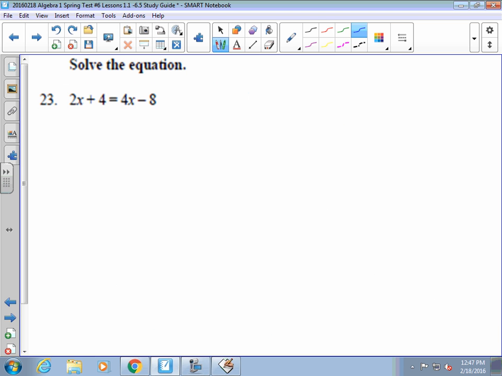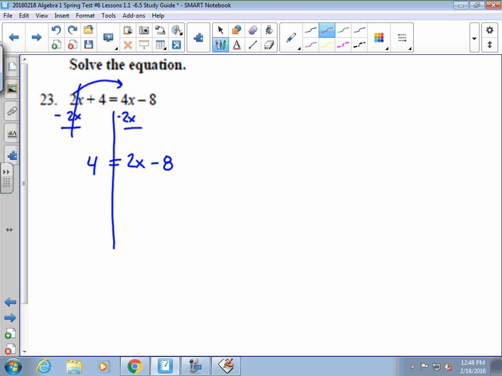Number 23 says solve the equation. Variables are on both sides. You want to bring your smaller variable over to your larger one if they're equal. So 2x would like to go over to the larger 4x side. It's positive, so subtract it. When you do it there, do it here. 4x minus 2x leaves you over with 2x minus 8. That's equal to, this part cancels, +4.